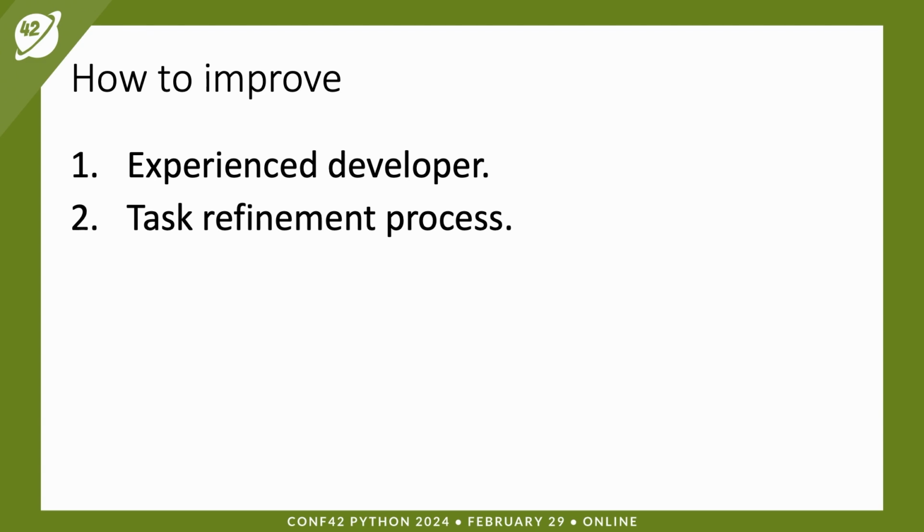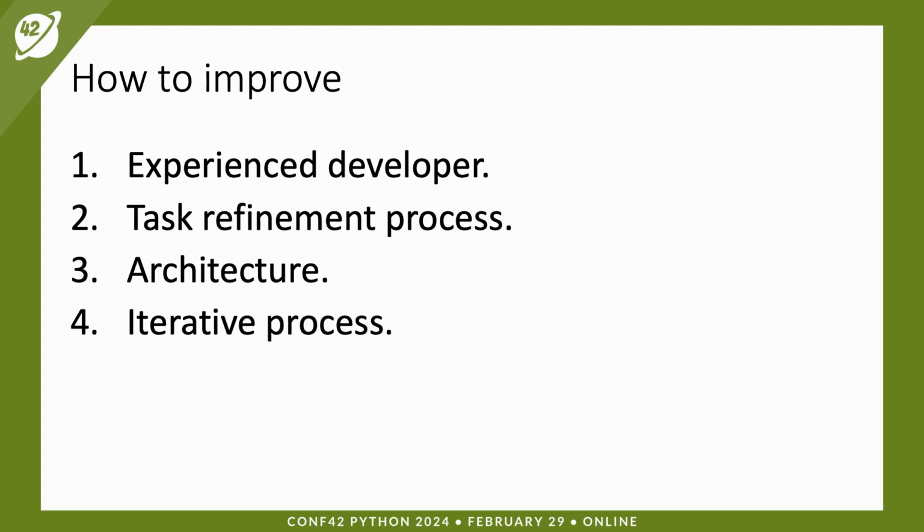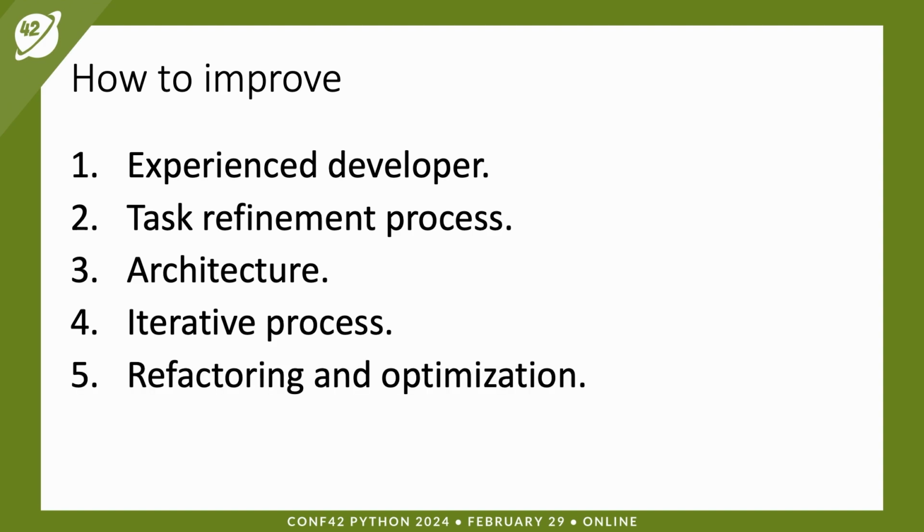Implementing a task refinement process is crucial. Furthermore, a detailed examination of the architecture is necessary. If the architecture becomes intricate and includes elements that may be useful in the future, consider dividing the implementation into iterations with room for expansion. The fourth change is the adoption of an iterative development process. The fifth change involves refactoring and optimization.